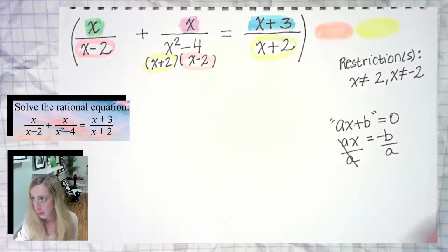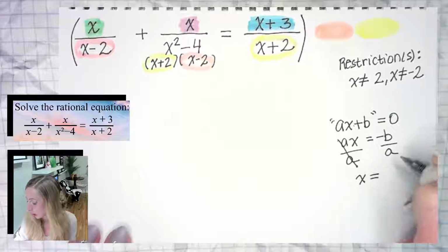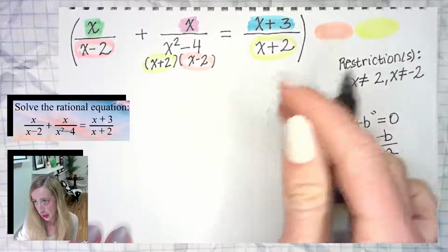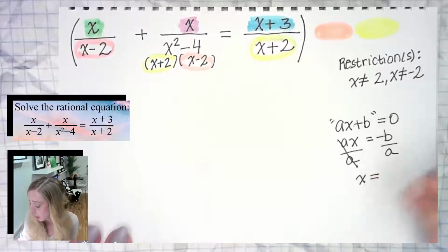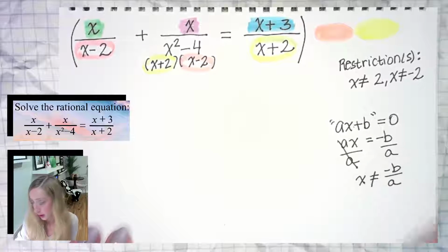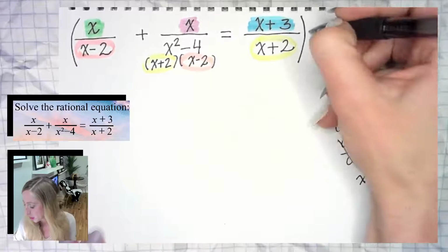Maybe it's just a negative. Maybe it's a 2. Doesn't matter. So that will tell you what will make that expression on the left side of that equal sign have a value of 0. And then you just basically say, all right, so then x can't be whatever that is. Got it? Got it. All right, next step is multiplying both sides.